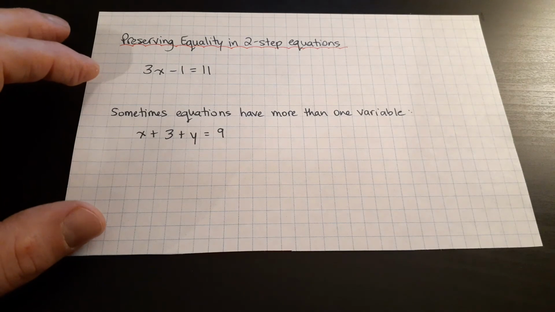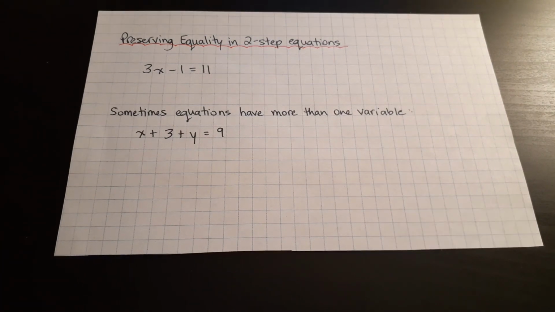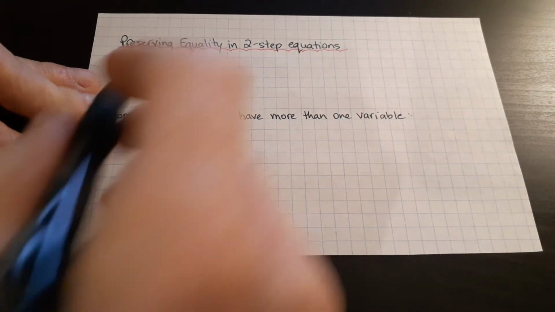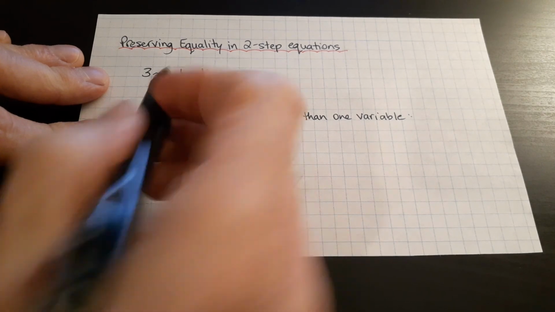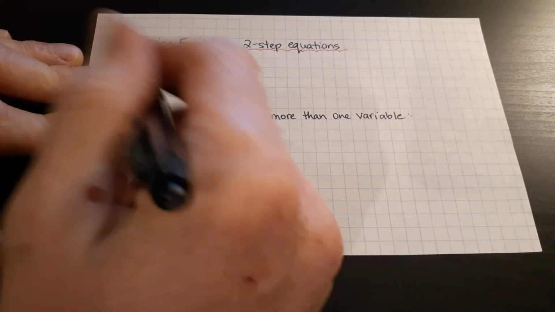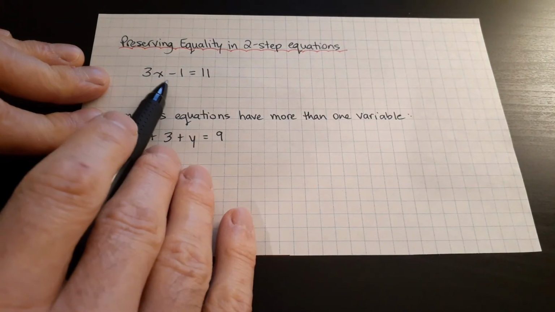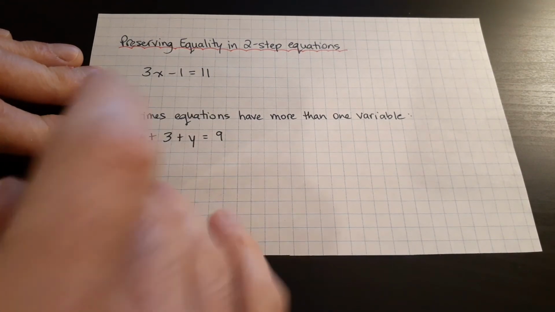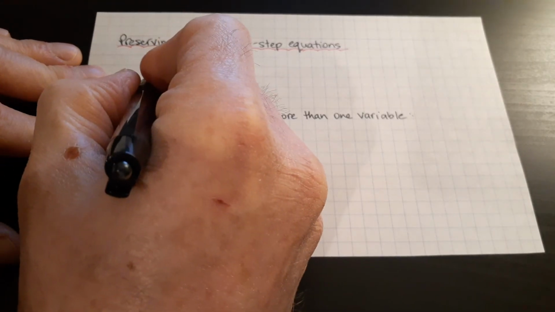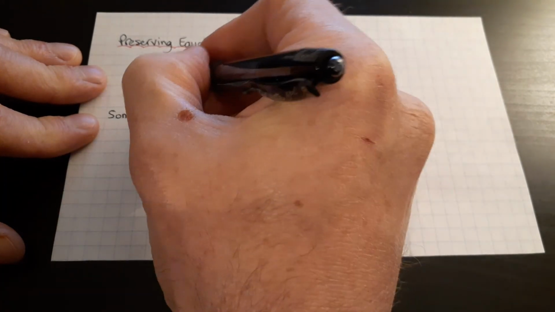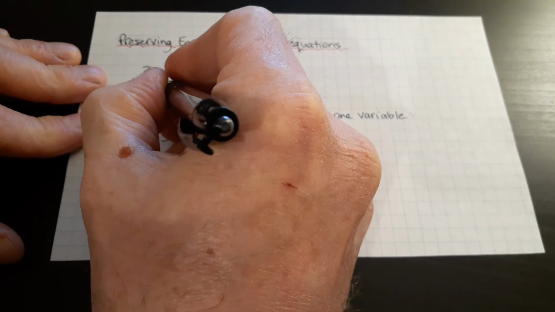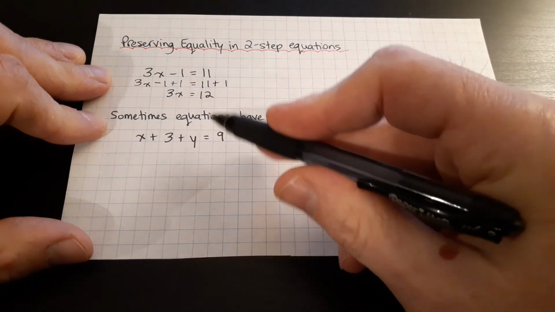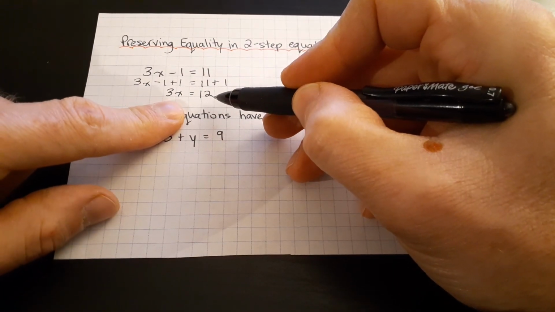Now the last concept I wanted to show is preserving equality in two-step equations. Here we have to do a couple of things. First, we want to get rid of the minus 1 off both sides of the equation. When you're doing these, you want to get rid of the minus or plus number first if you can, and then worry about the division after that. The way to get rid of a minus 1 is with a plus 1, and you do that on both sides, so that's 11 plus 1. The minus 1's cancel out, so we're left with 3x equals 12.